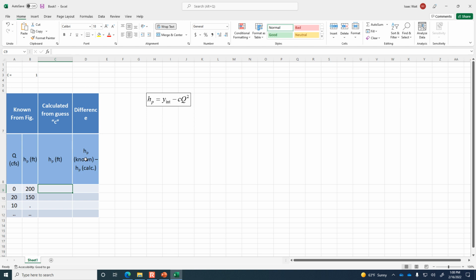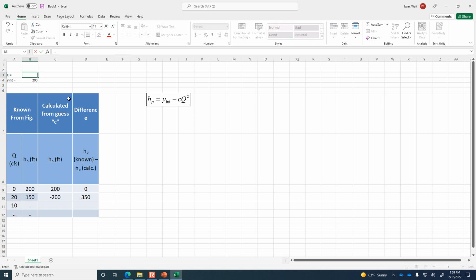So if C is 1 and the y-intercept is 200, then H sub P would be the y-intercept minus C times Q squared. All right, so far so good. The difference between the known pump head and this calculated pump head is 0. So the difference between known and calculated, there's no difference. But then for this next one, at a flow rate of 20 CFS, it would give us minus 200 as our guess pump head. But what we know, the actual pump head, is 150. And so the difference here is 350. So it looks as though maybe 1 isn't a very good guess for the C value.